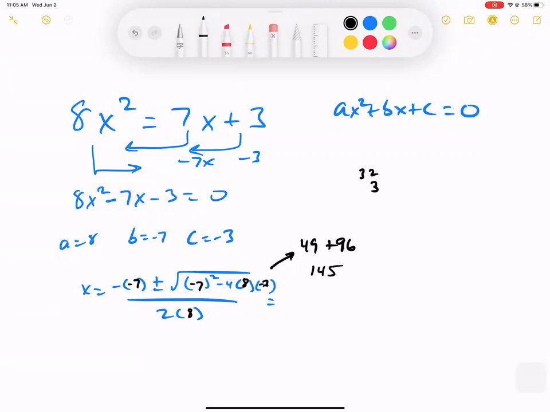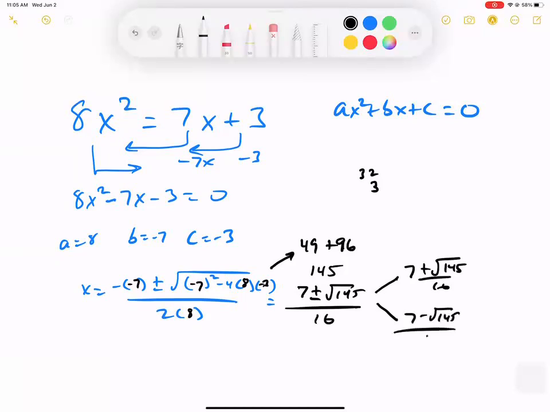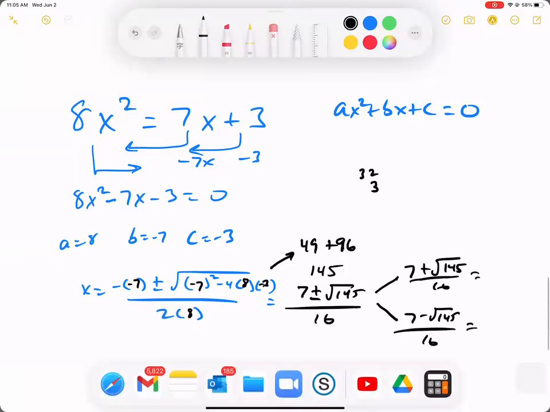x equals negative negative 7, which is positive 7, plus and minus the square root of 145, all over 16. All right, now I would say you guys have to write out the 2 separate parts. I want to see you guys writing it out. And 7 minus the square root of 145 over 16. Make sure you do write the fraction out. And then I'm going to use my calculator again.